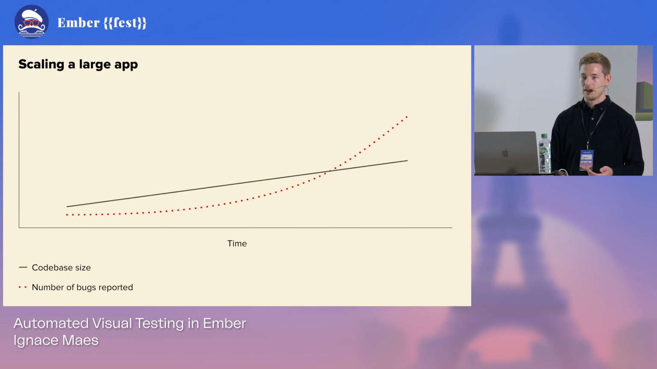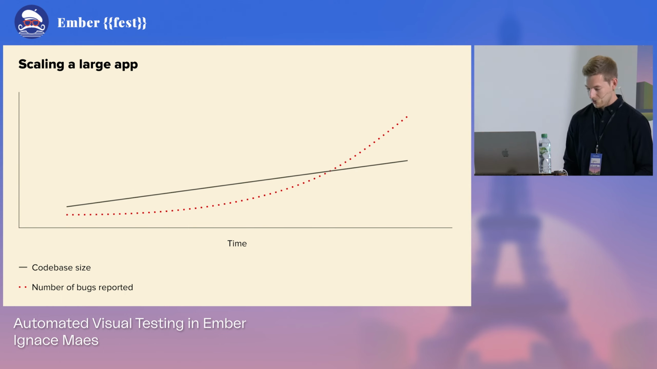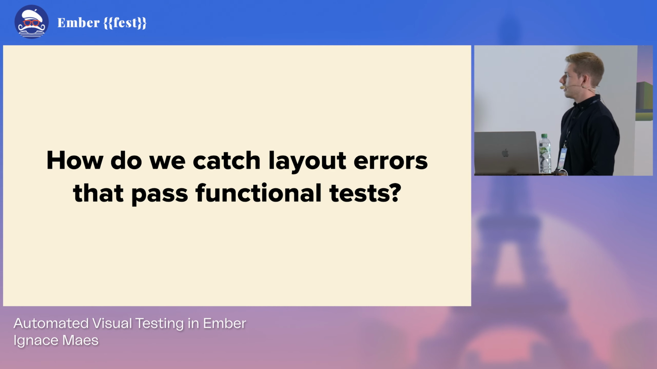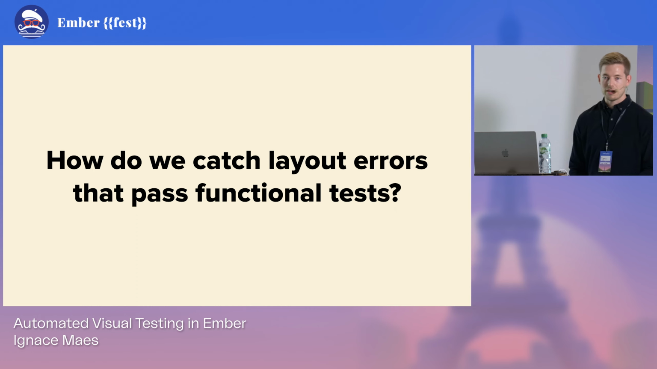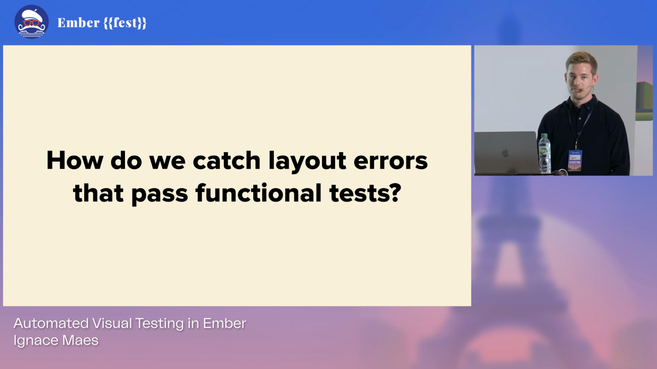Really start to think, what is the reason this bug actually went to production? Why couldn't we prevent this bug? And we noticed in our setup that there was one sort of bug that really slipped through the cracks and that we missed out on. So we asked ourselves, how do we catch layout errors? Because layout errors were something we didn't catch in our functional tests.